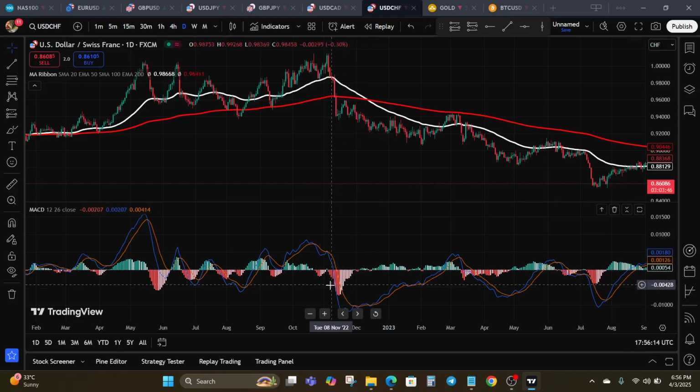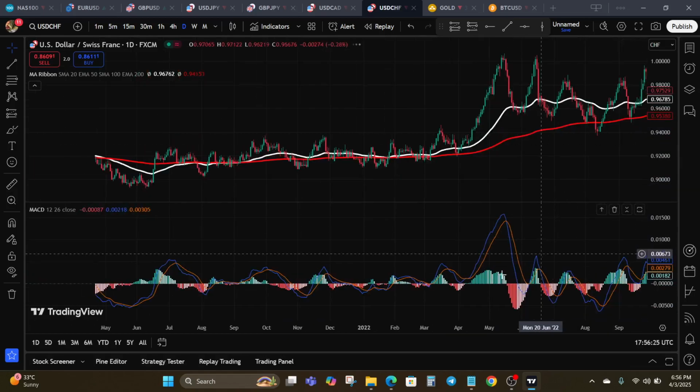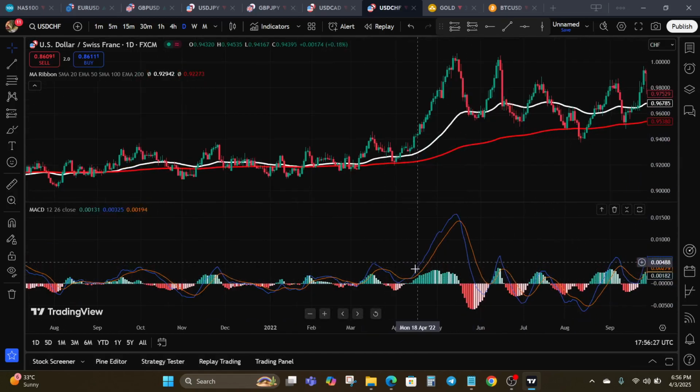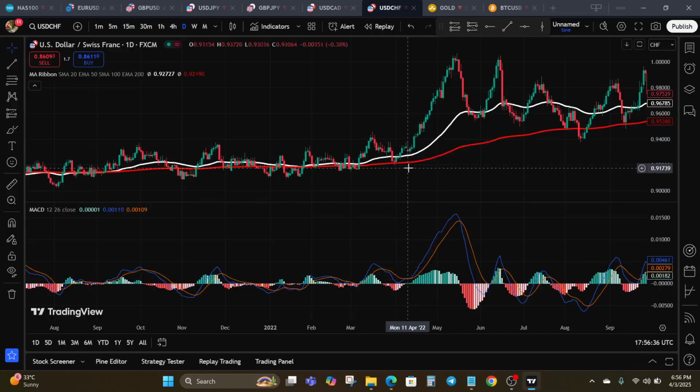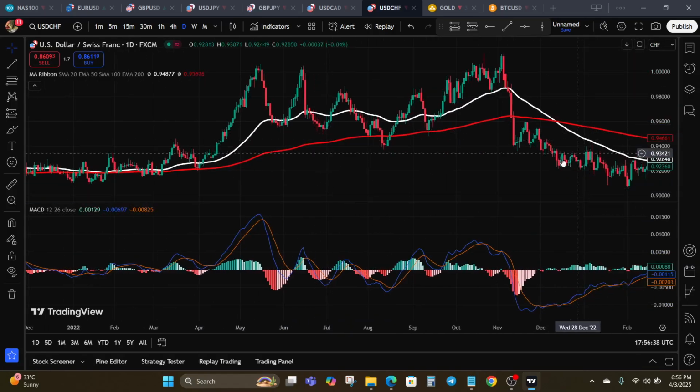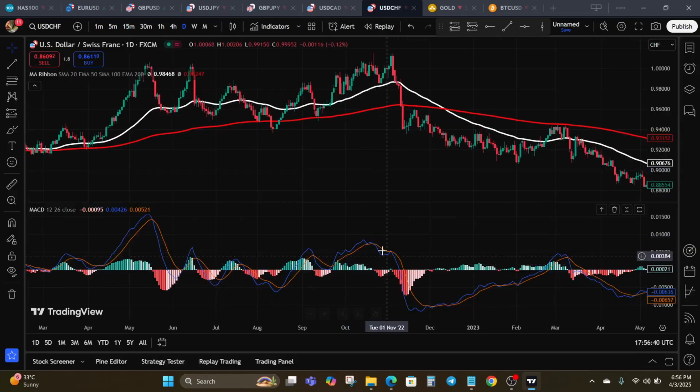The MACD indicator will confirm our trade direction. We wait for a MACD crossover. When the MACD line crosses above the signal line, the MACD line is the blue line, right? When it crosses above the signal line, which is the red line, it's a buy. So that confirmed this buy signal that the MAs gave us. Then on the other hand, when the MACD line crosses below the signal line, that is a sell confirmation.